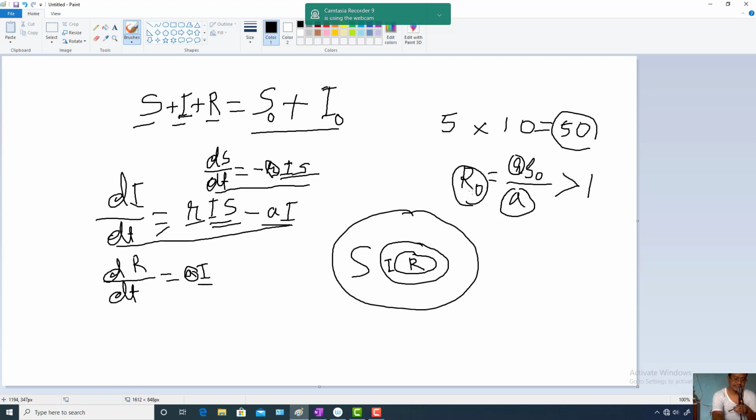Now we have explained it. Ultimately the solution is social distancing and personal hygiene. These are the only solutions. Later on, if we are able to find a vaccine or drug to cure this disease, then you can increase this parameter A. If this parameter is increased, definitely you can make this ratio less than 1, and then there is no pandemic.